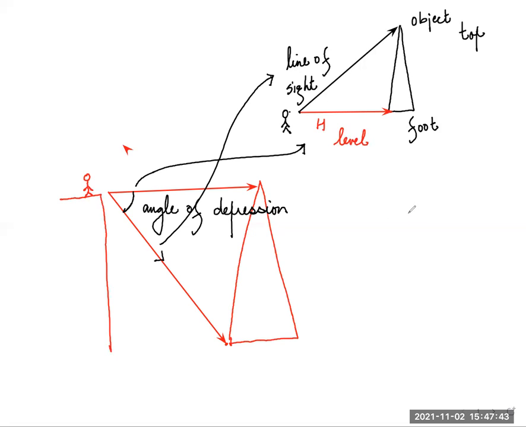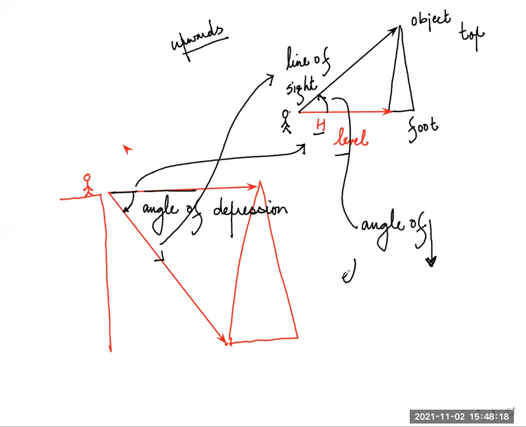Like when normally a person is in depression, he tends to think down, no energy, nothing else. So this angle formed below the horizontal level is known as the angle of depression, and the angle formed above the horizontal level when a person is looking upwards, this angle, students, is known as the angle of elevation.